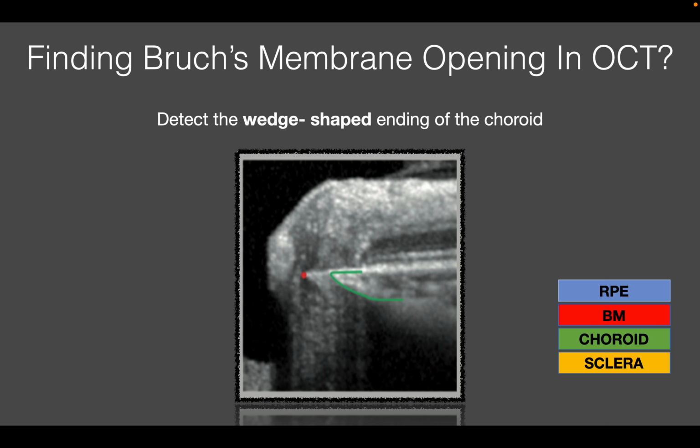So how do you really identify the Bruch's membrane? You can detect the Bruch's membrane by looking at the wedge-shaped ending of the choroid.